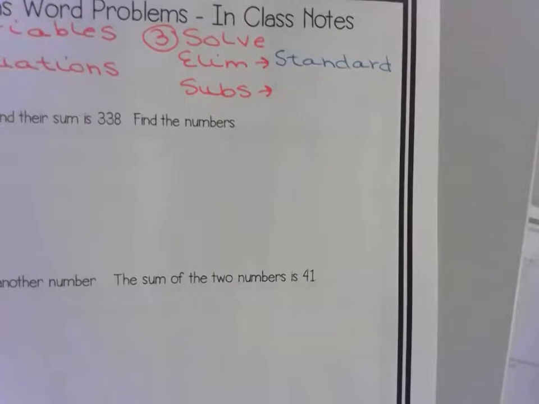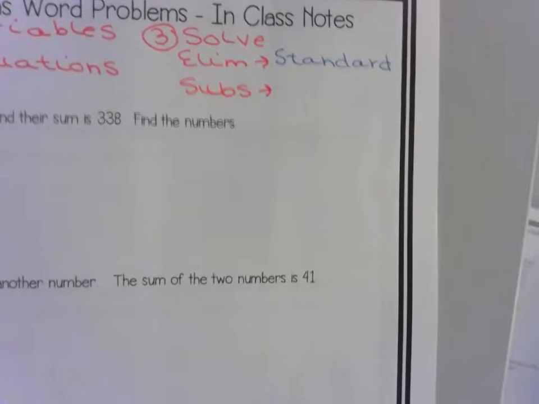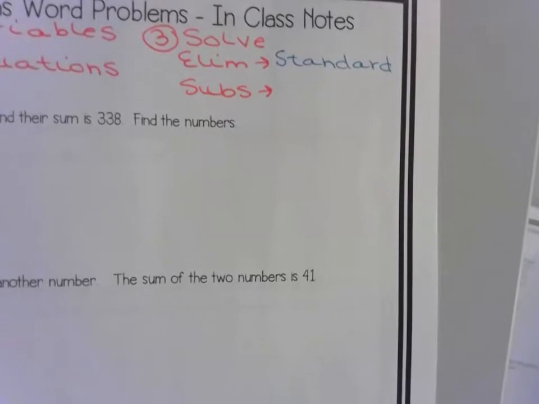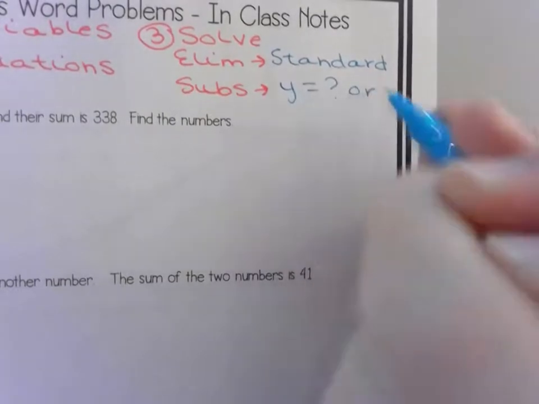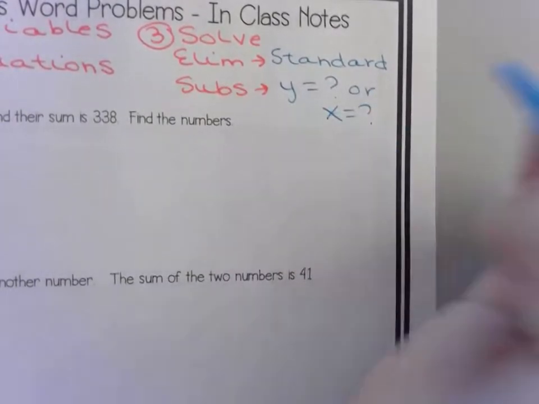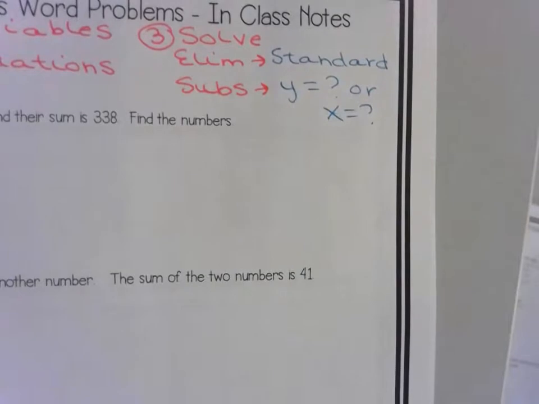Substitution, how do I want my equations to look? So if my equations look like this, it will tell me to use substitution. So in order to use substitution, what do I need my equations to look like? What was that? Y equals or x equals. If my equations look like y equals or x equals, then we know what to substitute in. We know what to plug in for either x or y. So that is when substitution will be easiest.